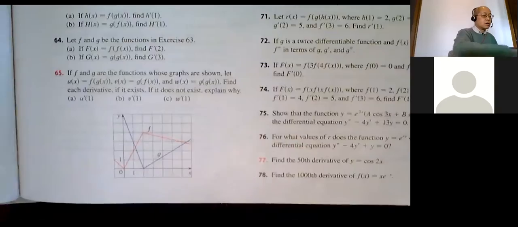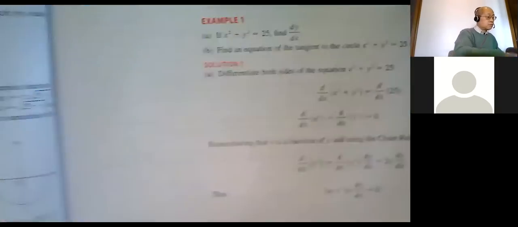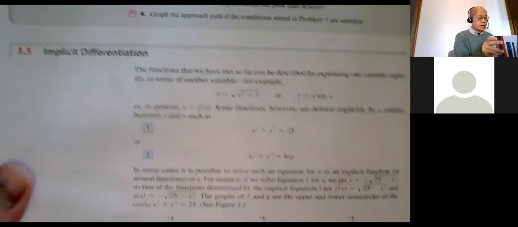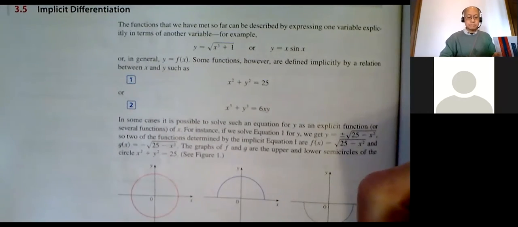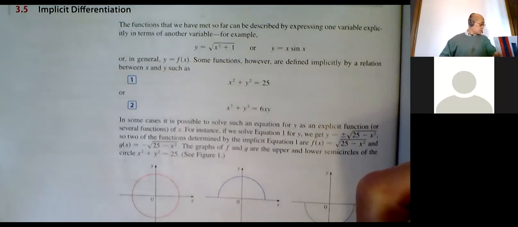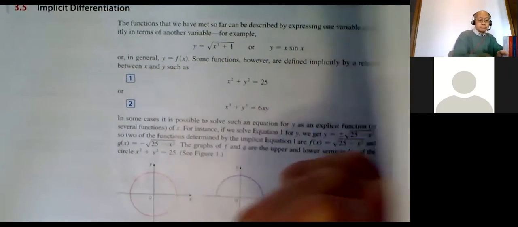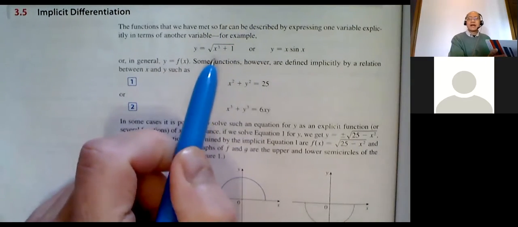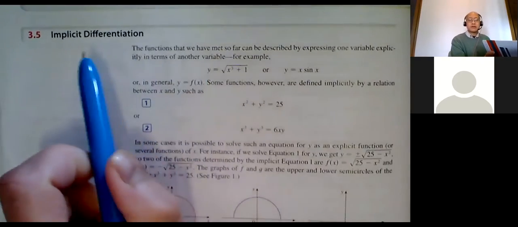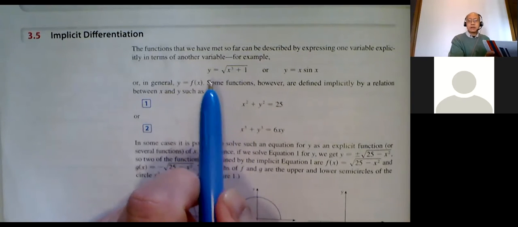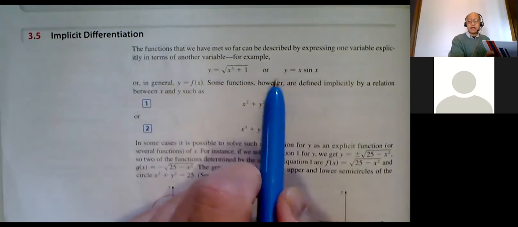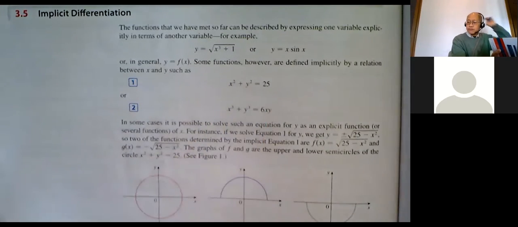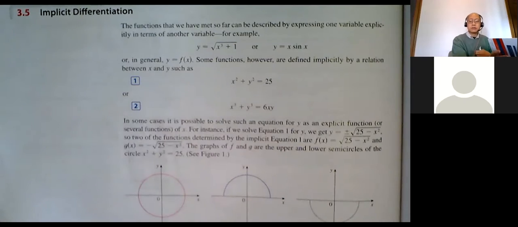Okay, so a little bit of theory first and what's going on. Implicit differentiation, page 208. For now, we've had y as a function of x. We say that explicitly. The opposite of implicit is explicit. Explicit, y is a function of x, so we can isolate the y. However, I could write x squared plus y squared equals 25. That's a circle. It's not even a function.